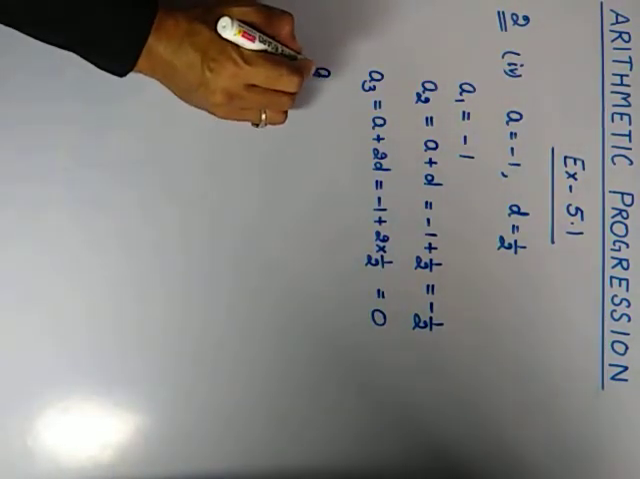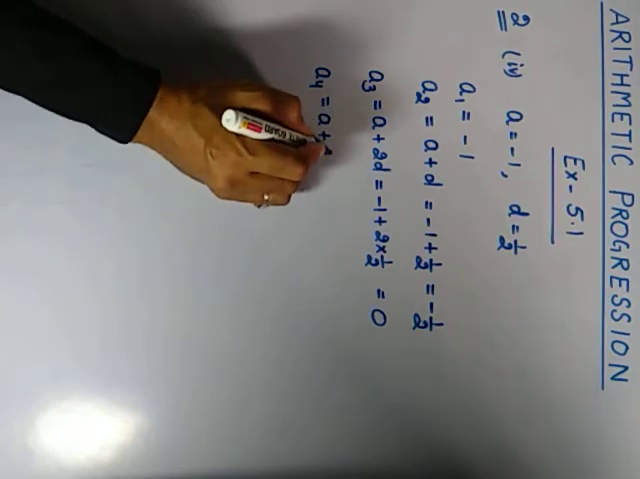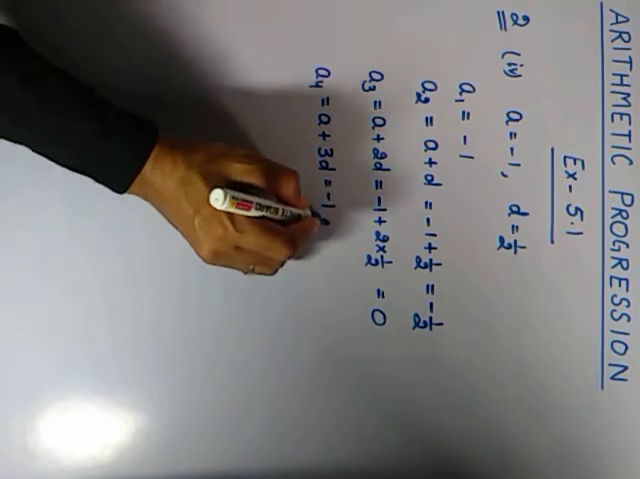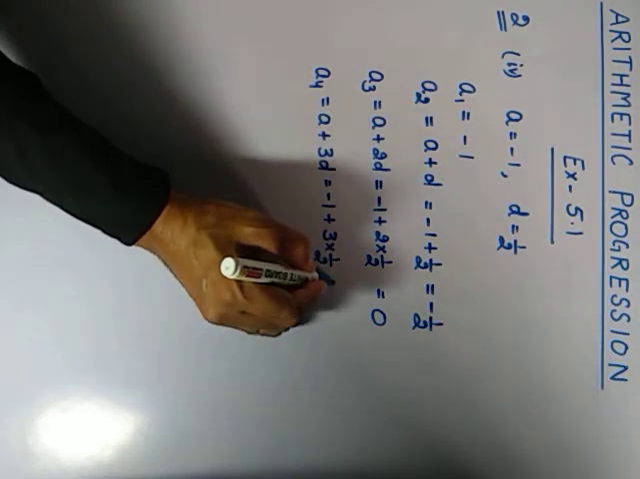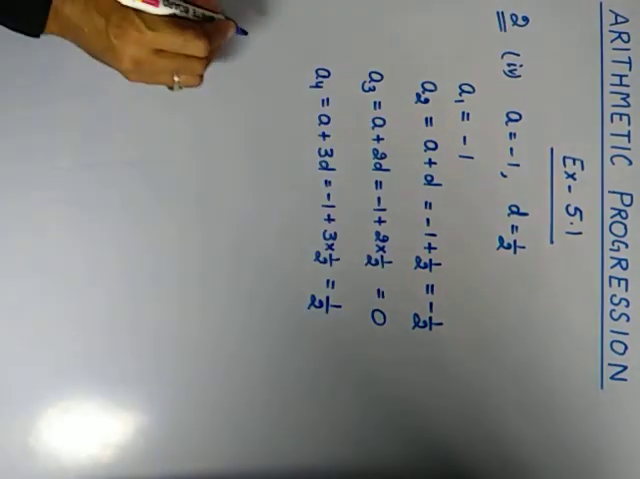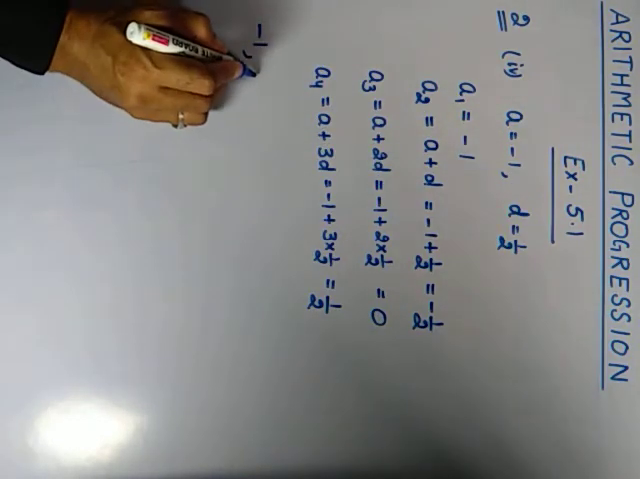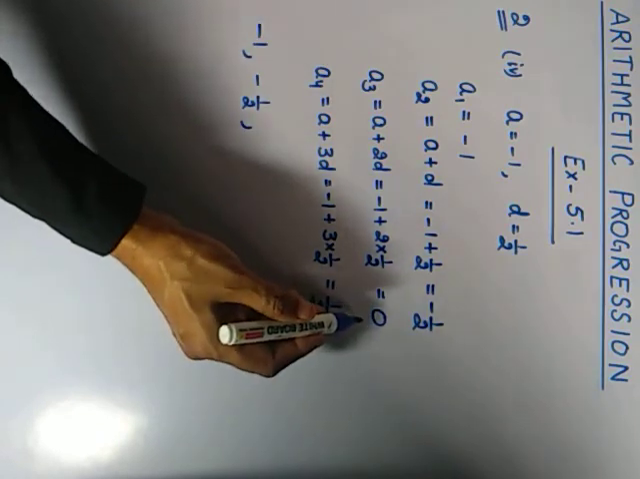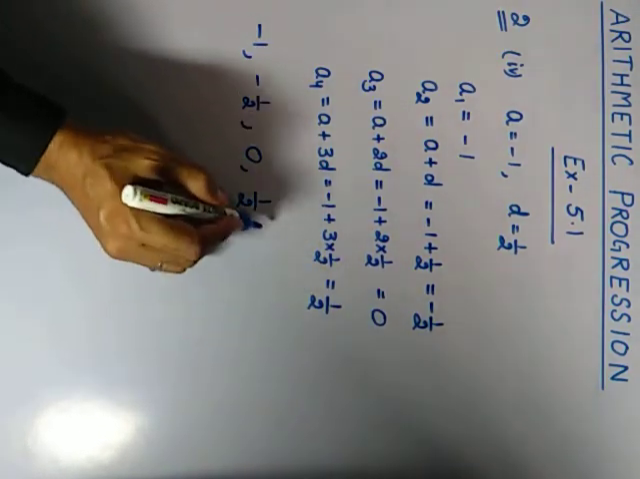Fourth term, that is A4, equals A plus 3D, -1 plus 3 into 1 by 2, which is equal to 1 by 2. So first four terms are -1, -1 by 2, then 0, and fourth term is 1 by 2.